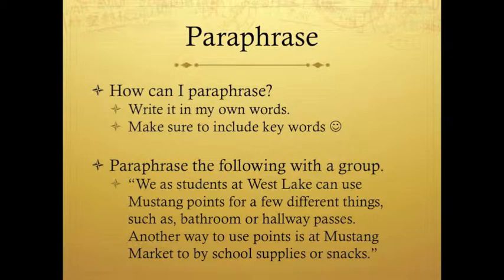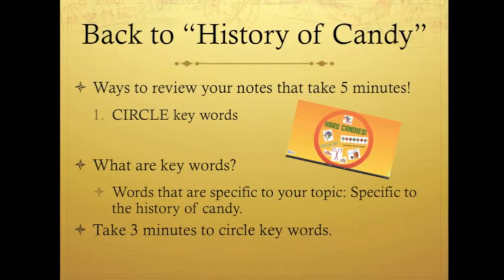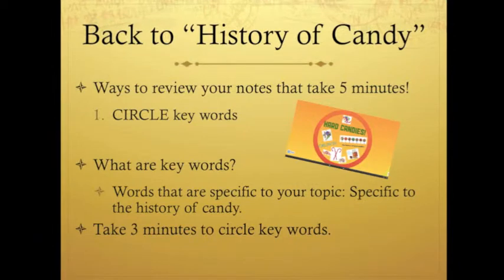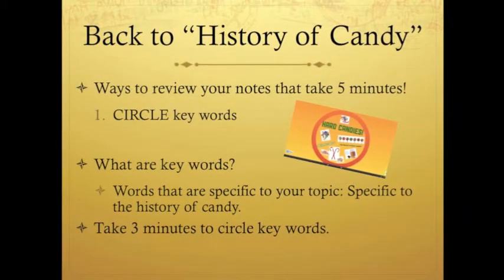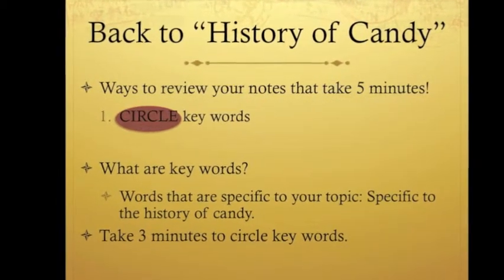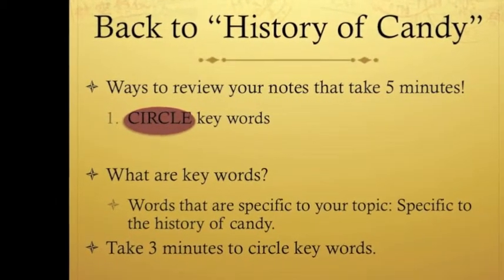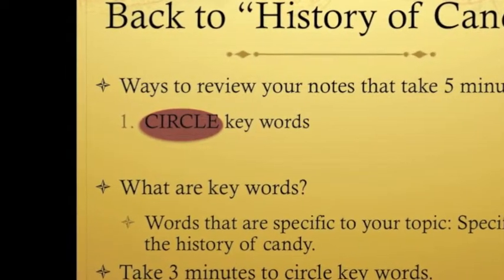Now that we've reviewed how to paraphrase with a partner, let's go back and talk about all those strategies of how to review your notes. The first strategy to review your notes is to circle key words. So after you've taken your notes, you're going to go back and you're going to circle different key words. What are keywords, you ask? They're words that are specific to your topic, so specific to the history of candy.